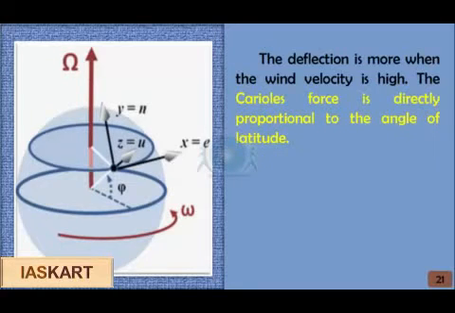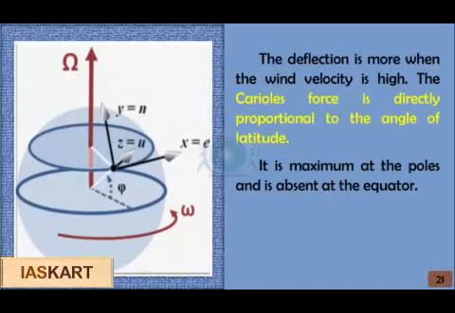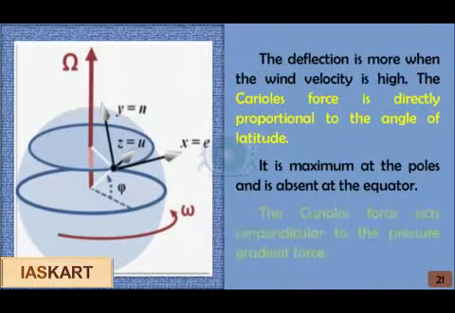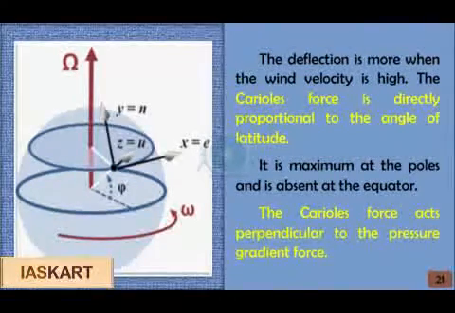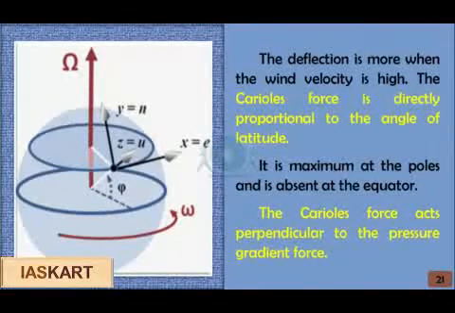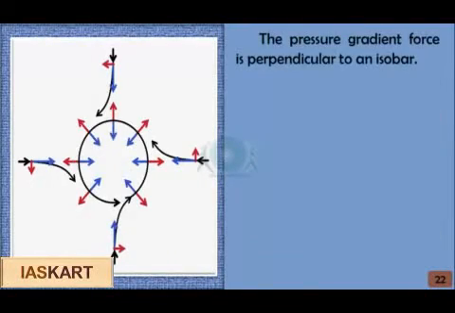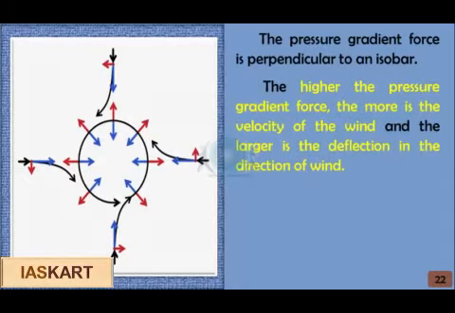The Coriolis force is directly proportional to the angle of latitude. It is maximum at the poles and is absent at the equator. The Coriolis force acts perpendicular to the pressure gradient force. The pressure gradient force is perpendicular to an isobar. The higher the pressure gradient force, the more is the velocity of the wind and the larger is the deflection in the direction of the wind.